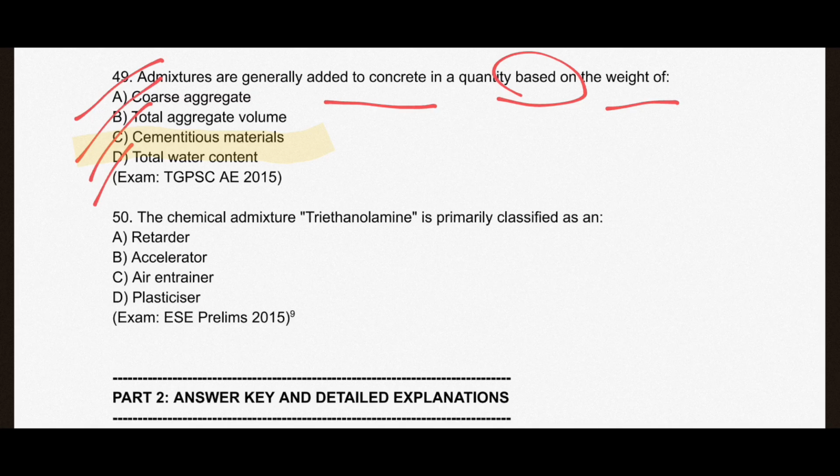Last and final question, that is 50. The chemical admixture triethanolamine is primarily classified as an option A retarder, option B accelerator, option C air-entrainer, and option D plasticizer. So the answer is option B, that is accelerator. అది ట్రై యాక్సిలేటర్. ఓకే, సో ట్రై ఇథానోలమైన్ అనేది మనకి యాక్సిలేటర్ అనమాట. ఆప్షన్ బి ఇస్ ద కరెక్ట్ ఆన్సర్.